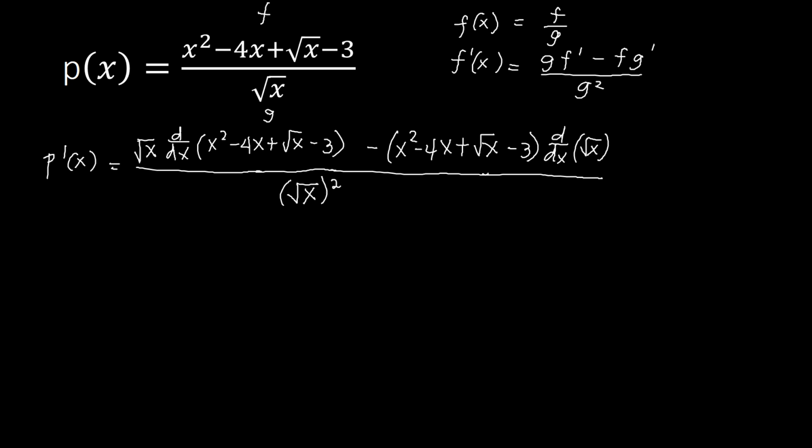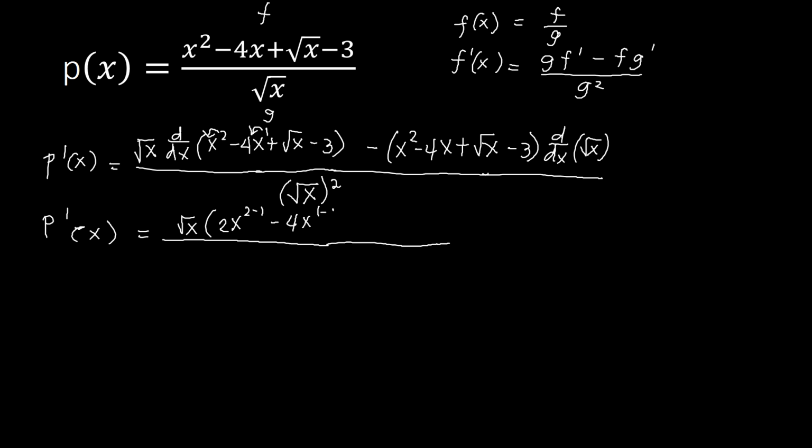So let's now simplify this. So we have p prime of x will be equal to square root of x. Get the derivative of that one. So the derivative of this is simply put down the exponent 2 for the first term, and then x to the power of 2 minus 1. And then we have here the derivative of the second term. We copy the constant, so we have minus 4, and then we have x to the power of 1. Bring down the 1, so 4 times 1 is simply 4, and then x to the power of 1 minus 1.